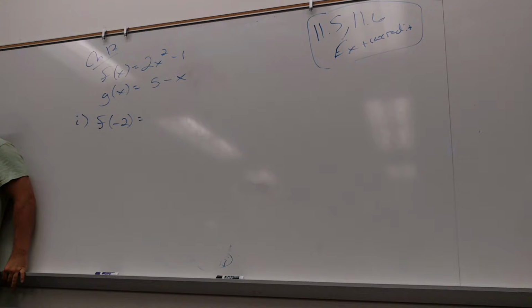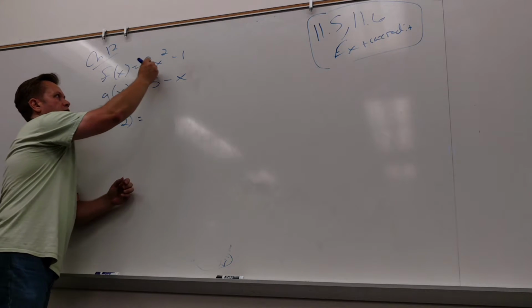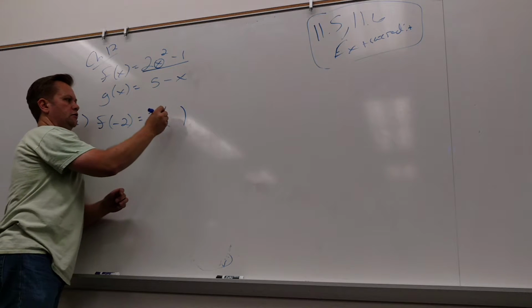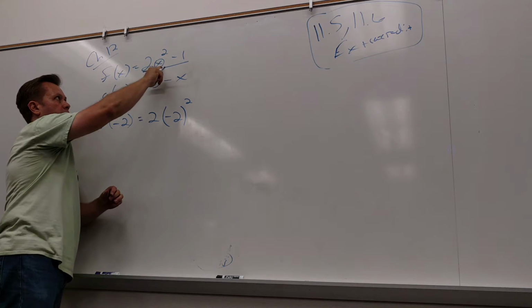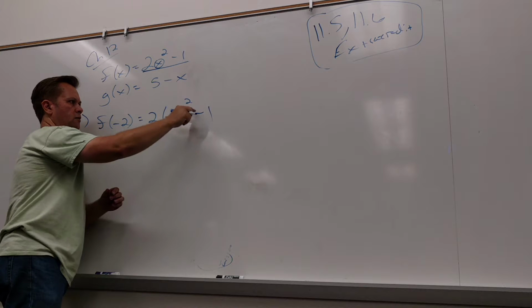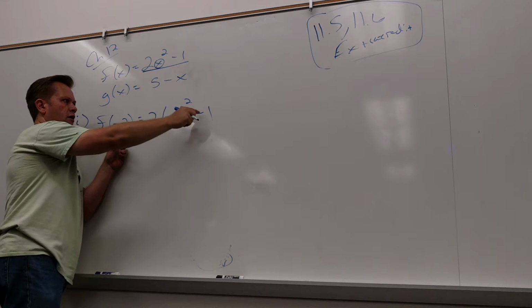Just take a second and figure it out, maybe a little more than a second. Don't say anything out loud. So let's see, what do I do with it? I write this, but instead of x, I write in parentheses the thing, right? 2 times negative 2 squared, because I have to square x, so I have to square negative 2, minus 1. So 2x squared minus 1 is twice this thing squared minus 1.